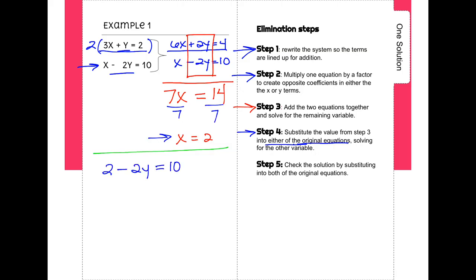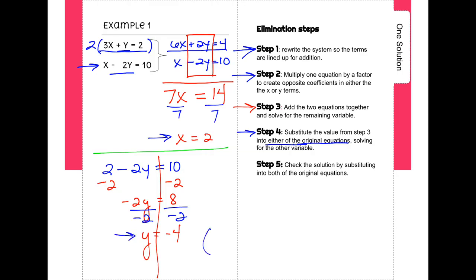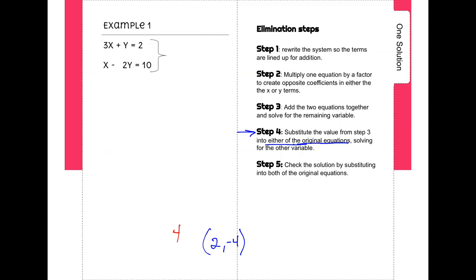And now I need to solve for y. So I'm going to subtract 2 from both sides to get y by itself. That leaves me with negative 2y equals 8. And now I'll divide both sides by negative 2. And I'm left with a positive 1y is equal to negative 4. Okay, so I have x equals 2 and I have y equals negative 4. So I have a tentative solution at the point (2, negative 4). Let's clean up some of this so that we can check our solution.